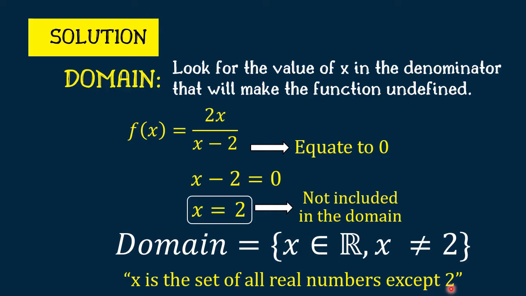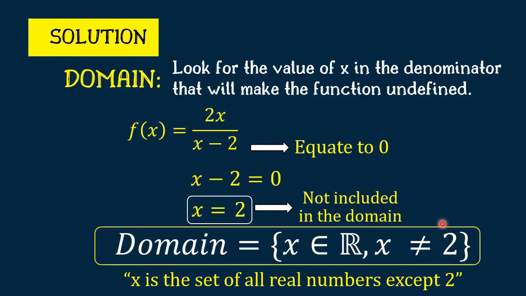Bakit hindi kasama ang 2? Because again, positive 2 will make our denominator x minus 2 equal to 0. And take note, remember that if the denominator of the rational function is equal to 0, it is undefined and it is not included in the domain. That is why our domain here is x is the set of all real numbers except for positive 2.